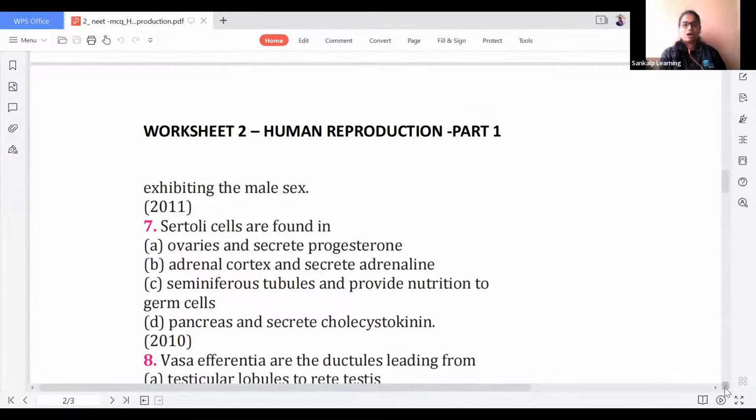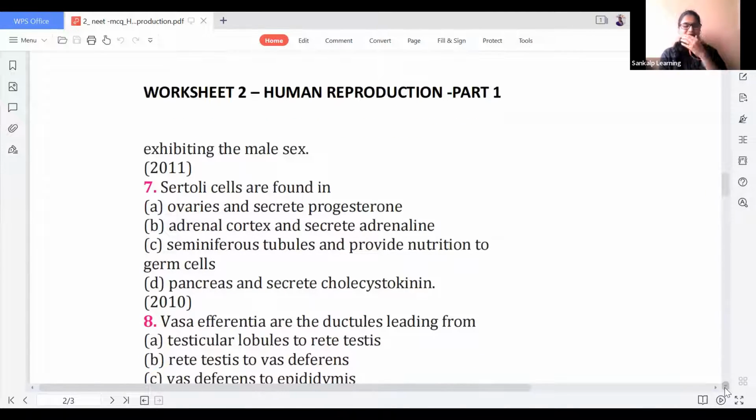Next question goes like this. Sertoli cells are found in: A, ovaries and secrete progesterone; B, adrenal cortex and secrete adrenaline; C, seminiferous tubules and provide nutrition to germ cells; D, pancreas and secrete cholecystokinin. The question is, where do you find Sertoli cells? What is your response?